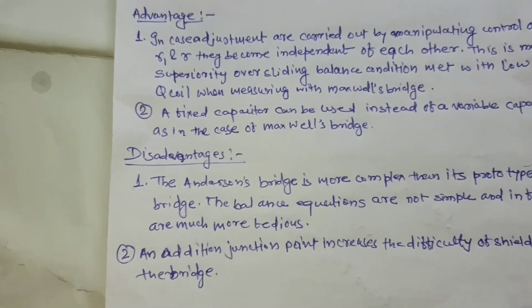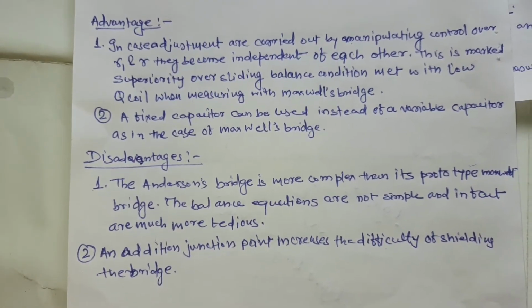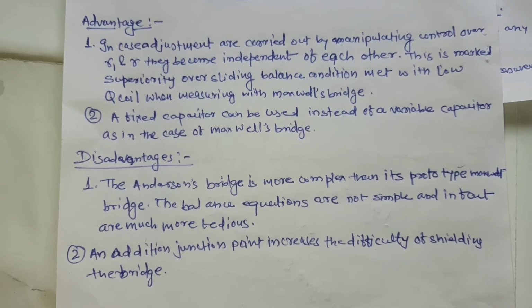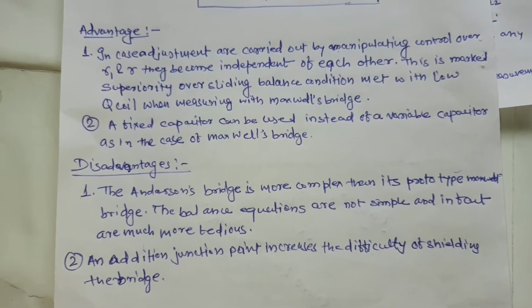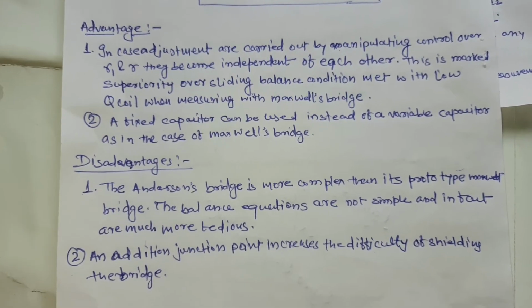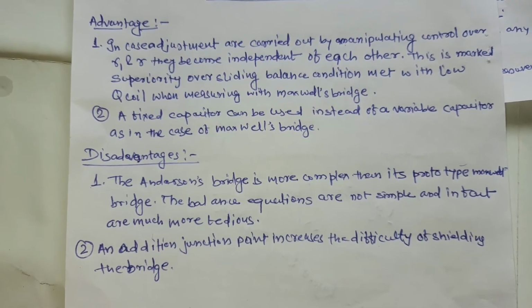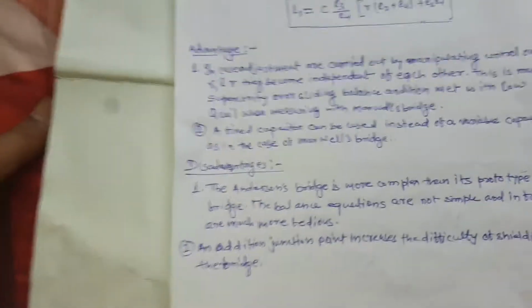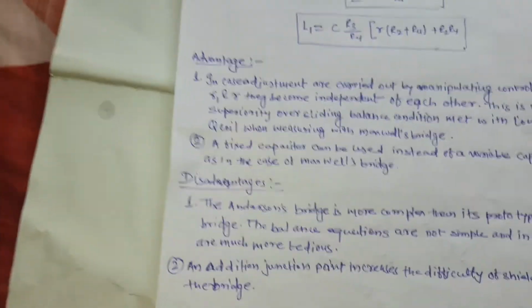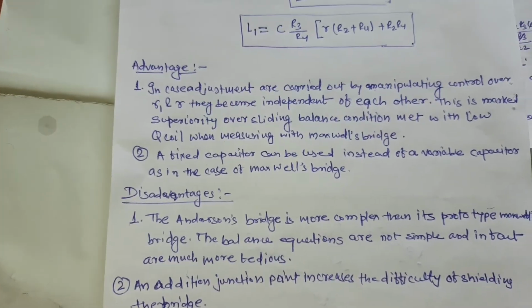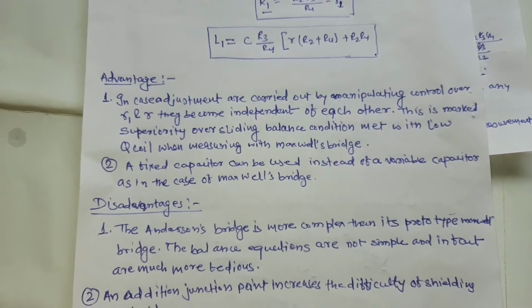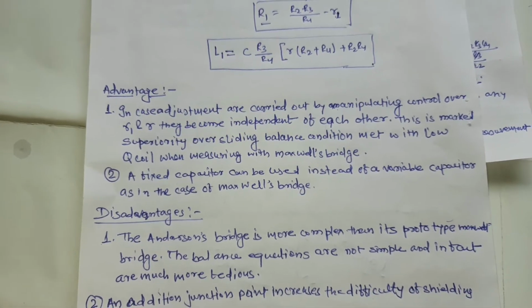And the disadvantage: the Anderson bridge is more complex, as its balance equation is not simple, in fact much more tedious. An additional junction increases the difficulty in shielding the bridge. So the Anderson bridge has some advantages. Each and every bridge has some advantages and disadvantages, and its application depends on the quality factor of the bridge.